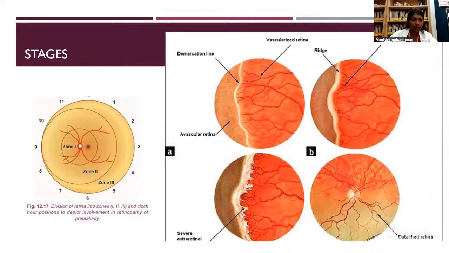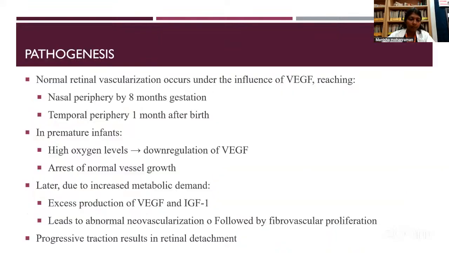These are the zones and stages of ROP. The pathogenesis: normal retinal vascularization occurs under the influence of VEGF, reaching the nasal periphery by 8-month gestation and the temporal periphery 1 month after birth. In premature infants, high oxygen level causes downregulation of vascular endothelial growth factor. It arrests normal vessel growth. Later, due to increased metabolic demand, excessive production of VEGF and IGF-1 leads to abnormal neovascularization followed by fibrovascular proliferation. Progressive traction results in retinal detachment.